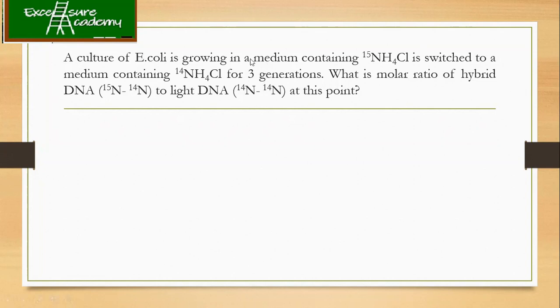A culture of E. coli is growing in a medium containing NH4Cl. You can see that it is given as N15. It is switched to a medium containing N14 for 3 generation. This is important. Now, what is the molar ratio of hybrid DNA to light DNA at this point? So this is very simple actually.